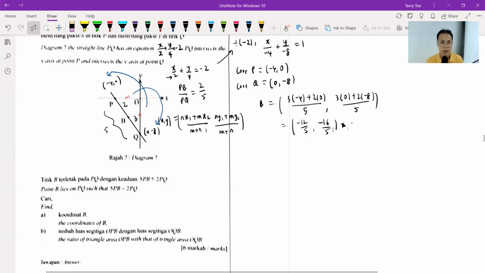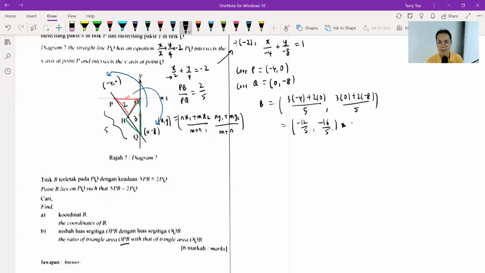All right. Next one. Find the ratio of the area of triangle OPB to the area of triangle OQB. As you can see, OPB is this triangle. Maybe I highlight for you. OPB is this triangle, the red one. OQB is this triangle, the green one.